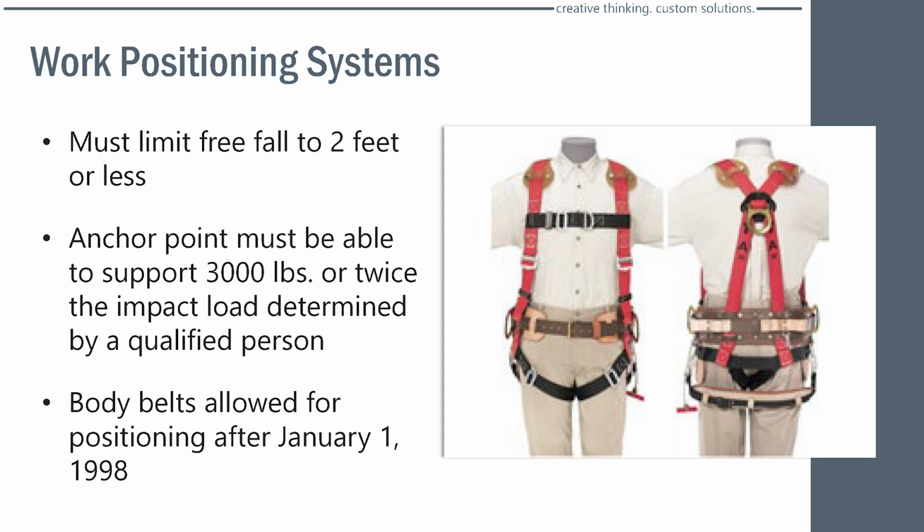Okay? With a work positioning system, you have to limit the free fall distance to 2 feet or less. The anchor point must be able to support at least 3,000 pounds or twice the impact load. Okay? They do make harnesses now that have D-rings on the side, the back, and the front. And we'll talk about those in a little bit.